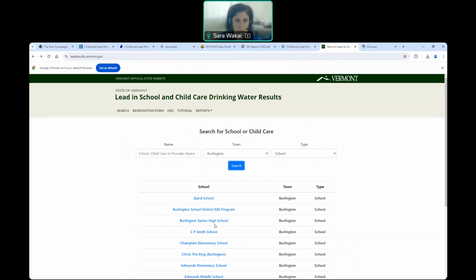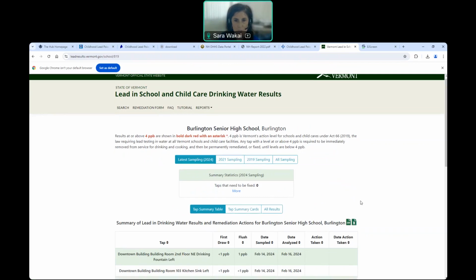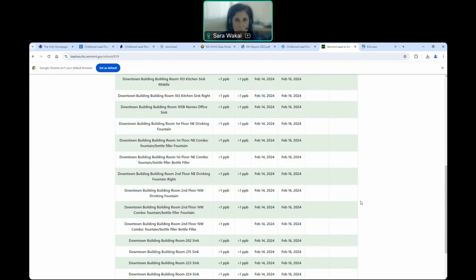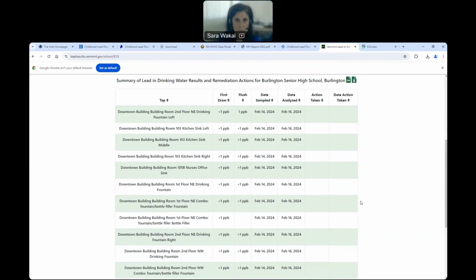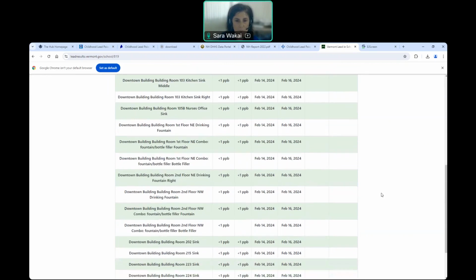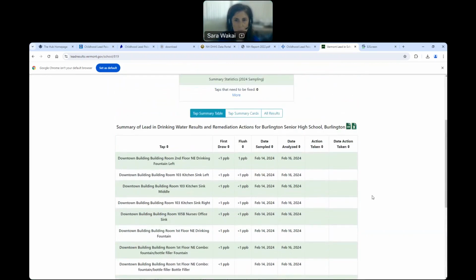And then say I'm just interested in looking at Burlington Senior High School. And then this is the latest sampling in 2024. And you can just look at all the taps. So all of these are below 1 part per billion. That's what this is. So it looks like it's acceptable.